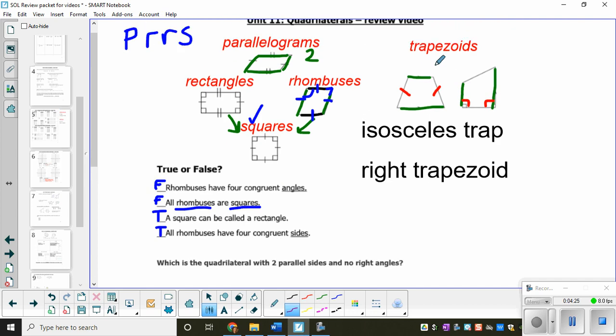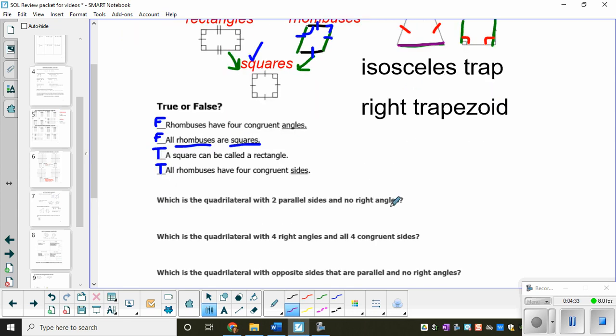So up here for trapezoids, it's going to be the isosceles trapezoid because this side and this side, those are the two sides that are parallel to each other, and there's no right angles within this figure. So we're going to draw that one here now, the isosceles trapezoid. Okay.